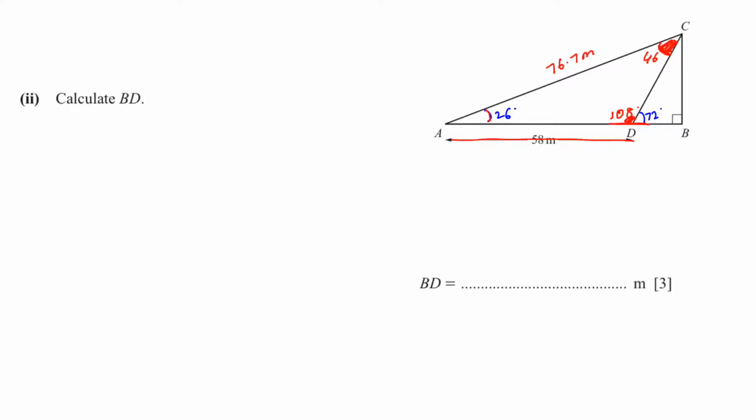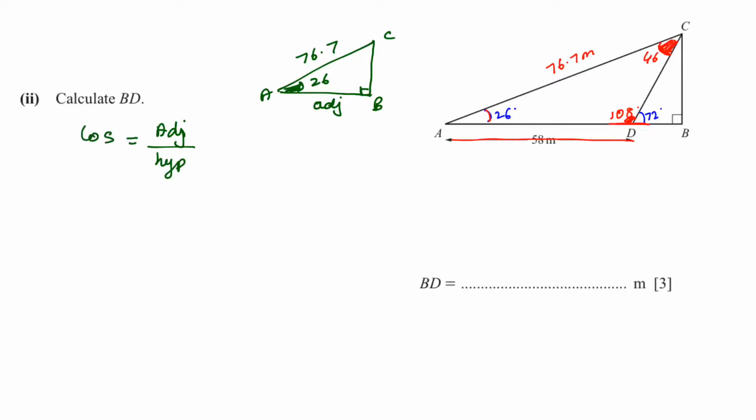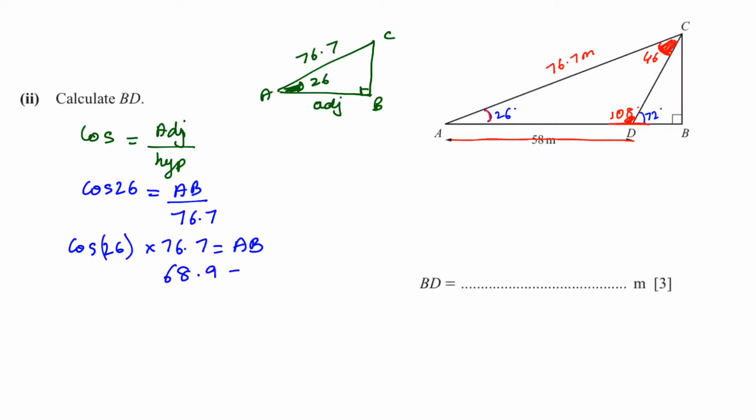In the next question, we have to find BD. So this is the part we need to form. Let's make a new triangle here. You have this triangle A, C, and B. You have the angle here 26 and you have the side 76.7. If you want to find AB, what rule are you going to use? This is your adjacent, correct? You have to find your adjacent. The hypotenuse is given to you. It means you're going to use your cos rule. So cos 26 is equal to AB over 76.7. Cos 26 times 76.7 is your AB. We got 68.9 as your AB.